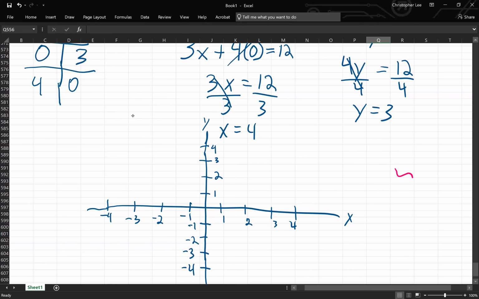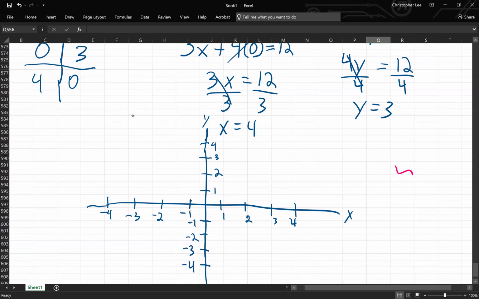All right. So we have 0, 3, right? So where's 0, 3 again? I forgot. Well, 0 for the x, on the y-axis, right? So 0 and then up to 3 right here. X first, then y, right? So this is the point 0 comma 3.